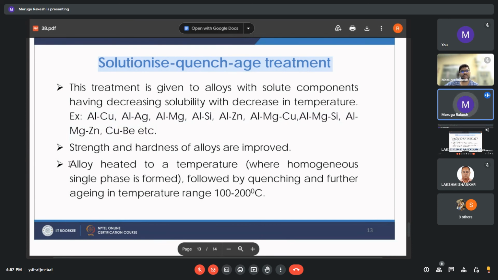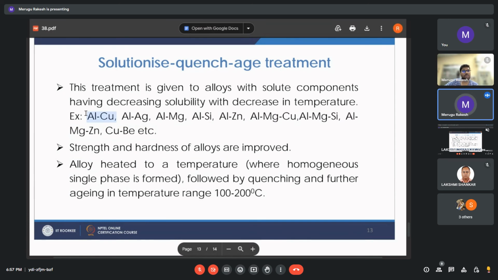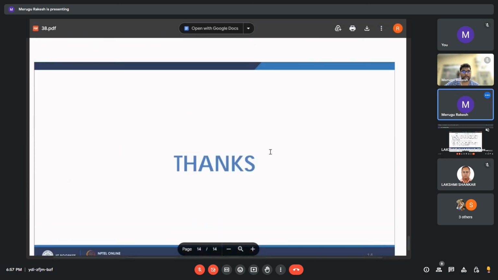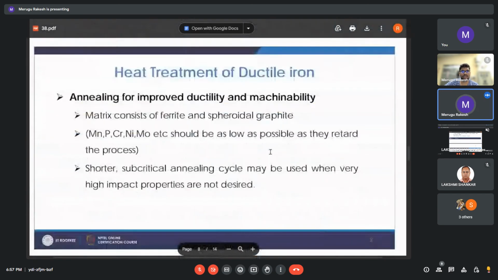This can happen naturally, or you can heat the alloy into a temperature where a homogeneous single phase forms, followed by quenching and further aging at temperature ranges. So this is how we do the aging treatment. We heat it, then quench it, and we can further age at the temperature and quench it. Then we get good precipitation. When we do this heat treatment, we get the precipitates. This age treatment is mainly applied to aluminum alloys as well as magnesium and copper. So that is about heat treatment in cast irons as well as non-ferrous alloys.